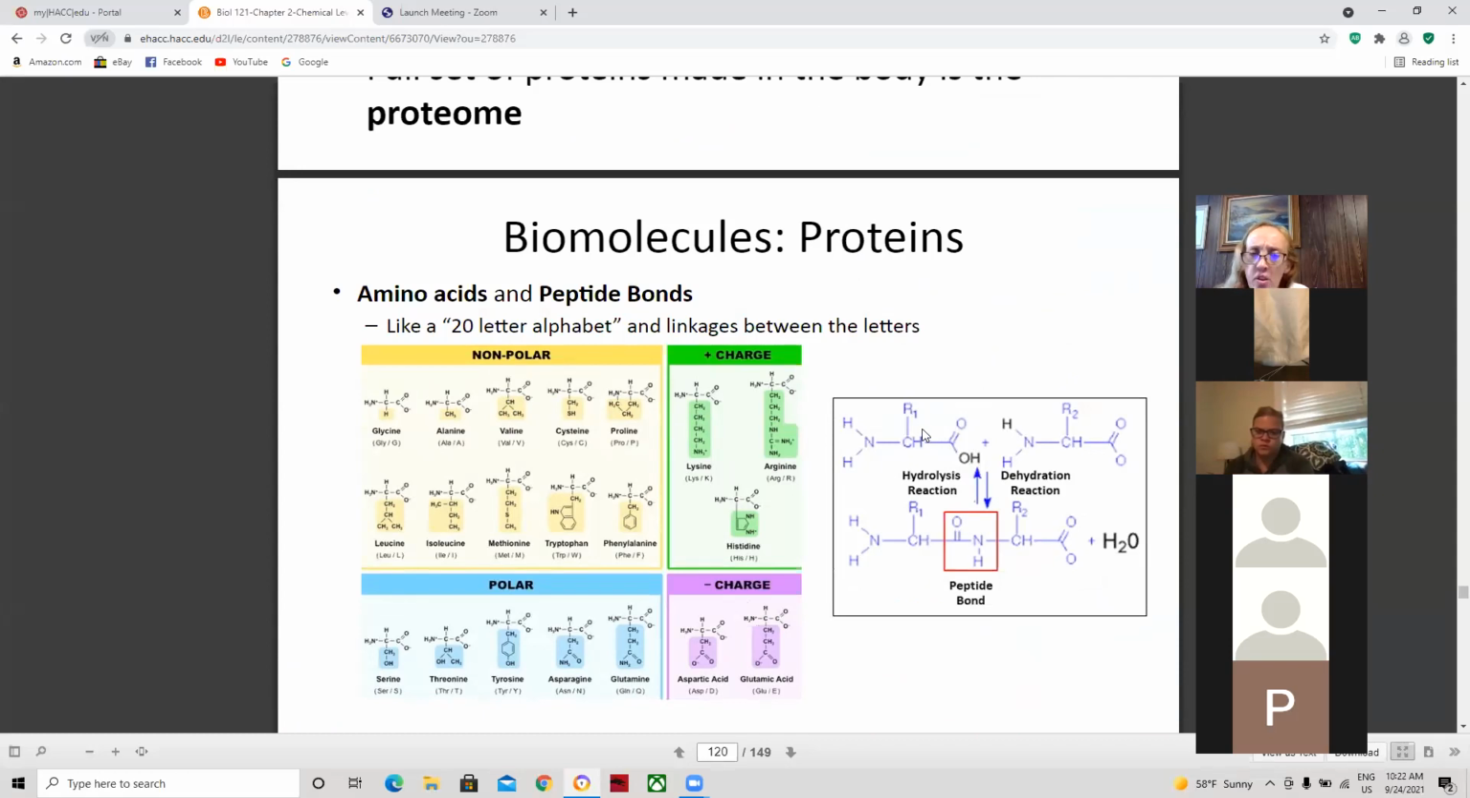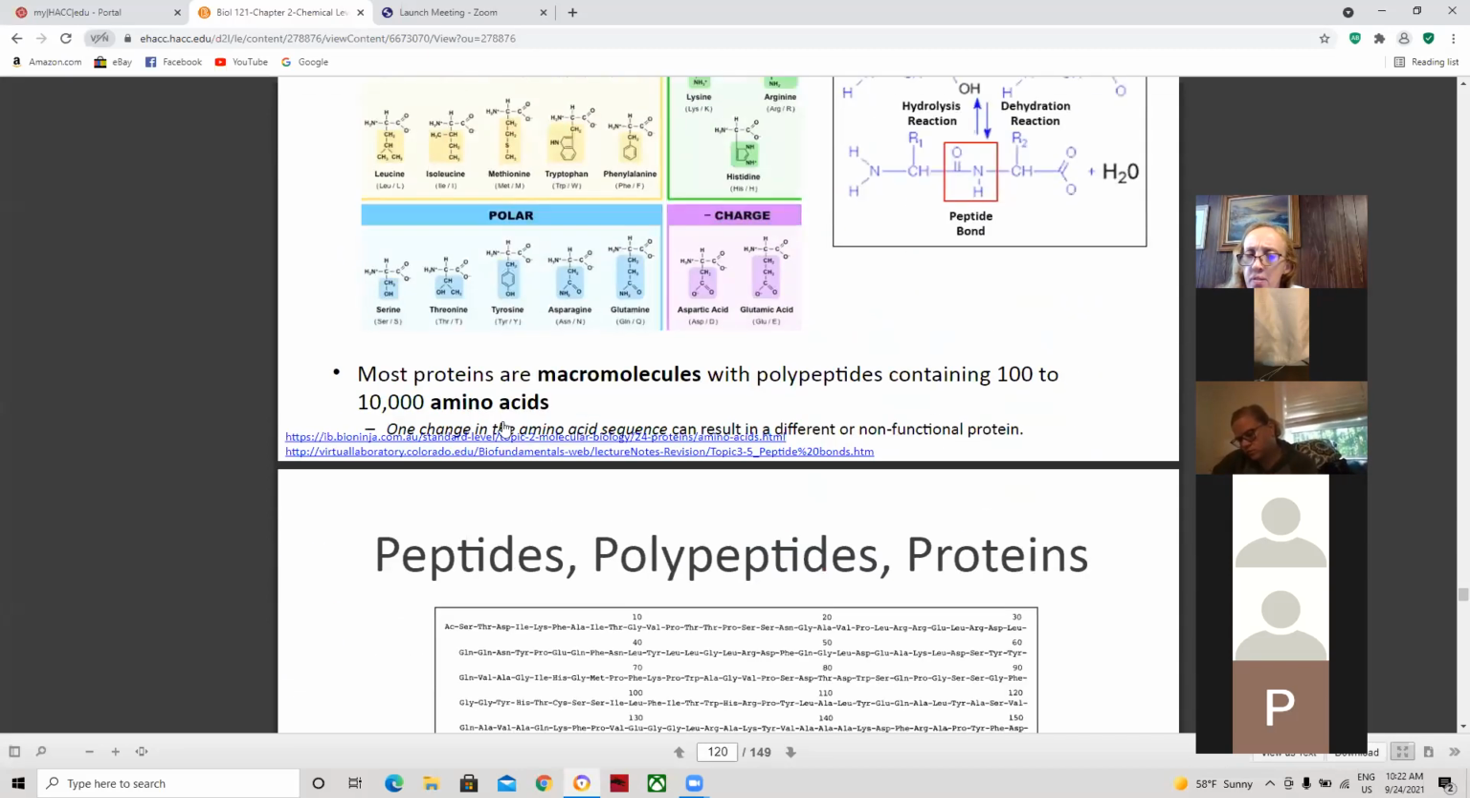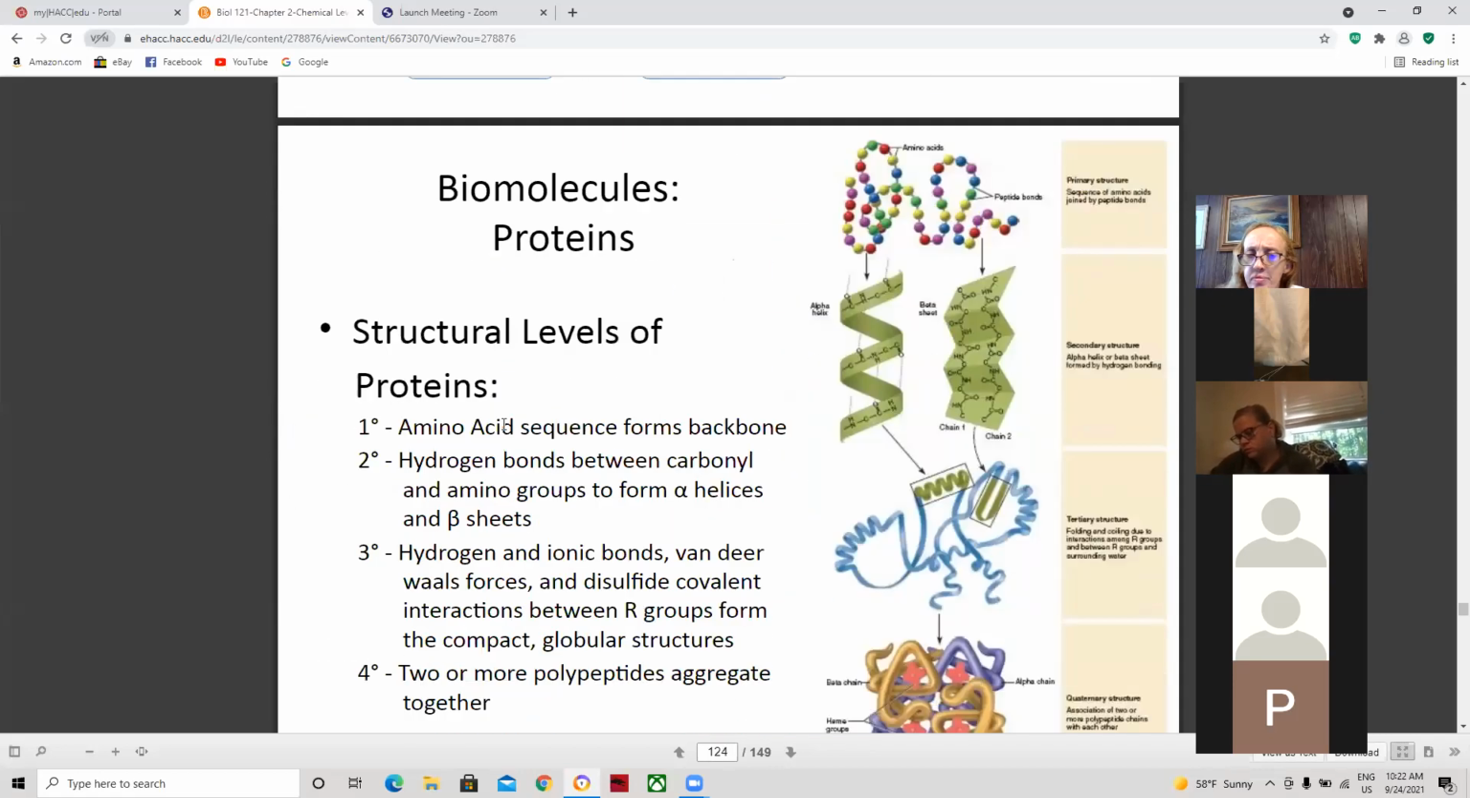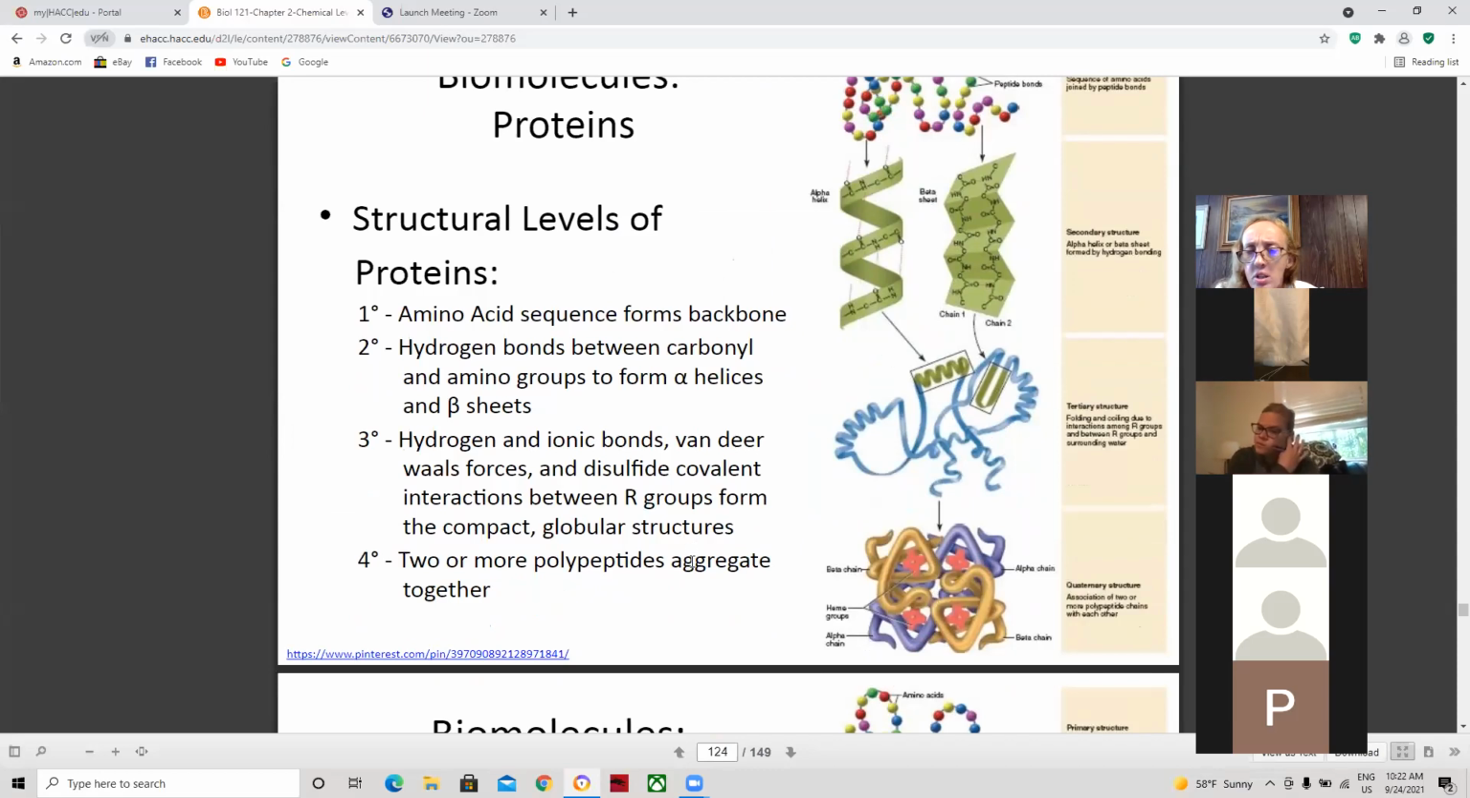So the primary structure is the amino acid sequence. The secondary structure is hydrogen bonds and ionic interactions between the carbonyl groups and the amino groups. The tertiary structure is interactions, van der Waals, ionic, covalent interactions between the R groups. These groups right here. Let me stop right there just for a second.